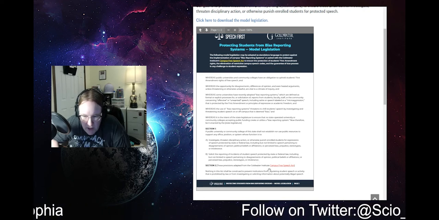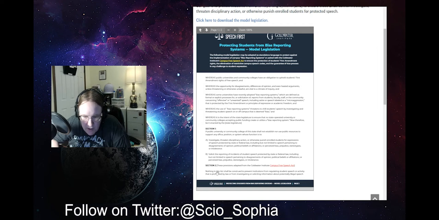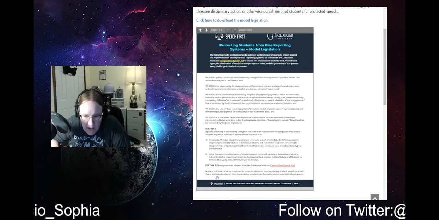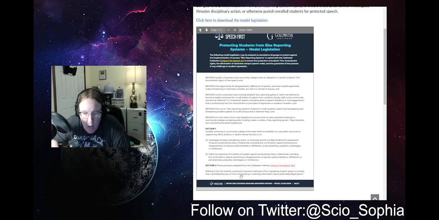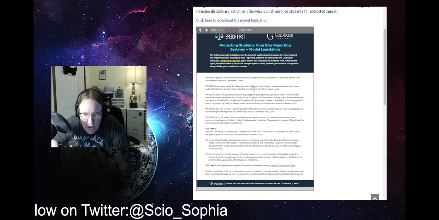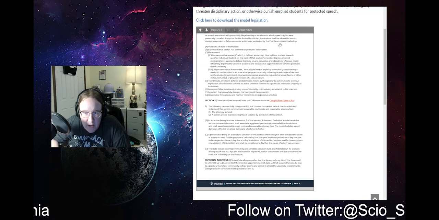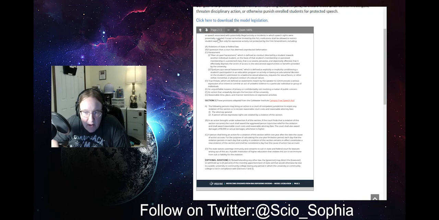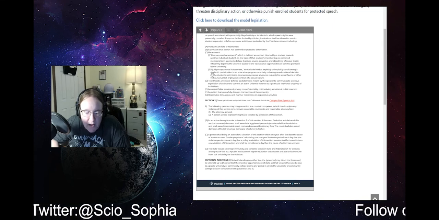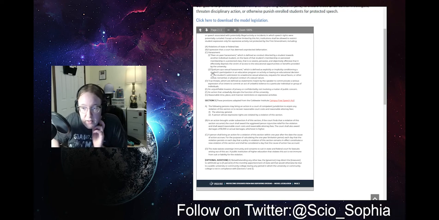Section 2, provisions adapted from the Goldwater Institute Campus Free Speech Act. Nothing in this act shall be construed to prevent institutions from regulating student speech or activity that is prohibited by law, or investigating or soliciting information about potentially illegal speech, or speech associated with potentially illegal activity. That includes violations of law, invasion of privacy, peer-on-peer harassment, all that kind of stuff. That's not protected by this draft legislation. Good, that's good to know.